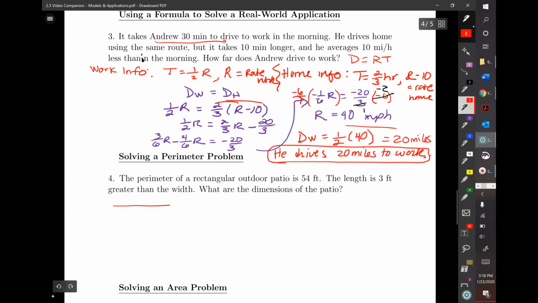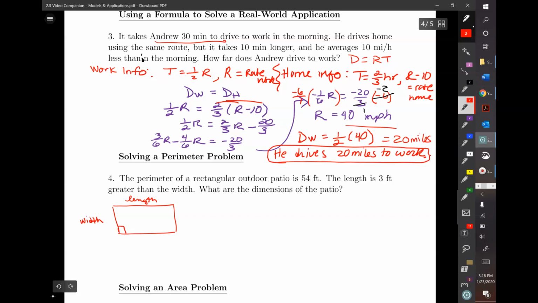So you might want to just start by drawing a little figure of a rectangle. We usually call the length the horizontal line across, and the width is the up and down vertical, but it doesn't really matter.